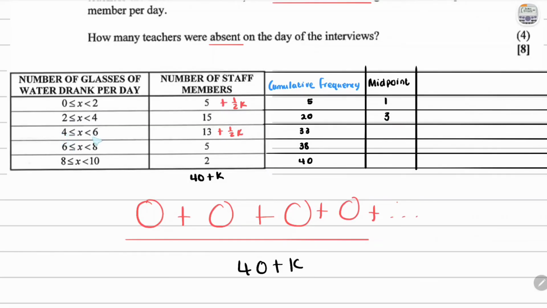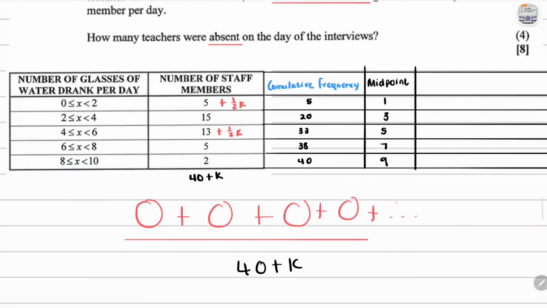The middle of 4 and 6 would be 5. 6 and 8 would be 7. And 8 and 10 would be 9. Okay, so these now represent the glasses of water that are drank in this category.